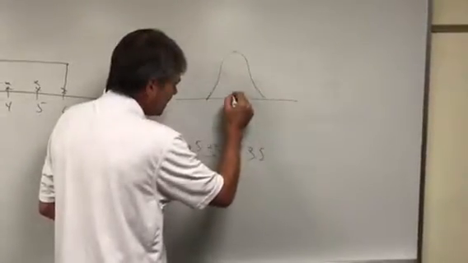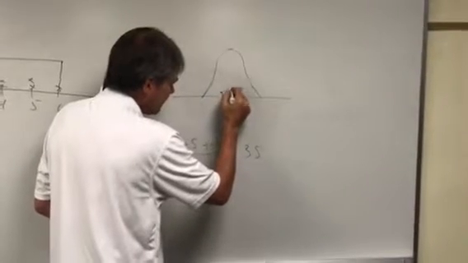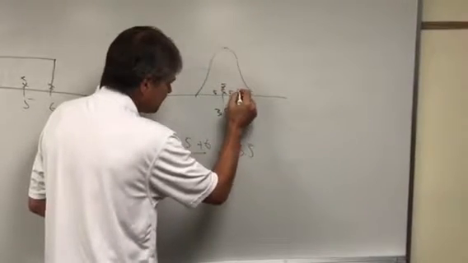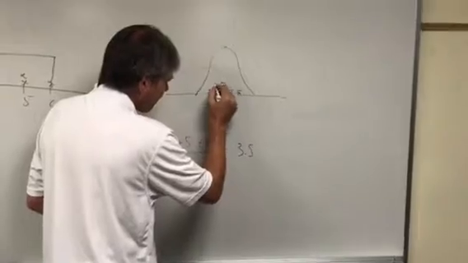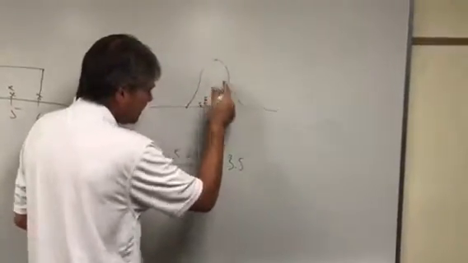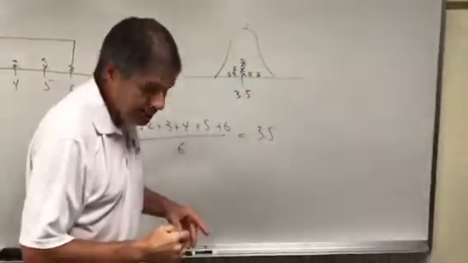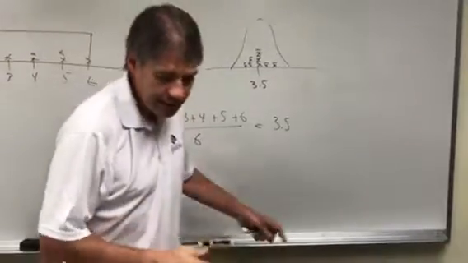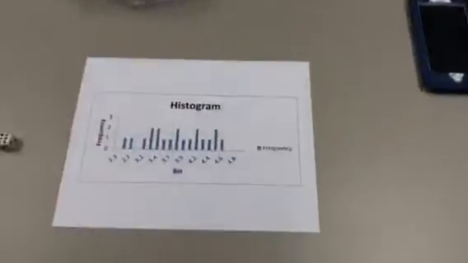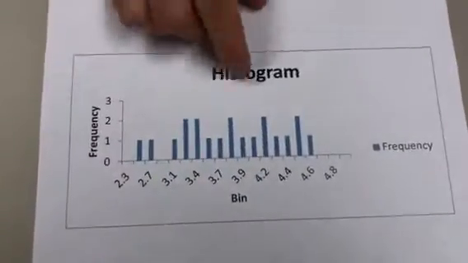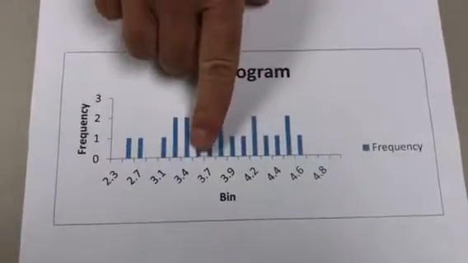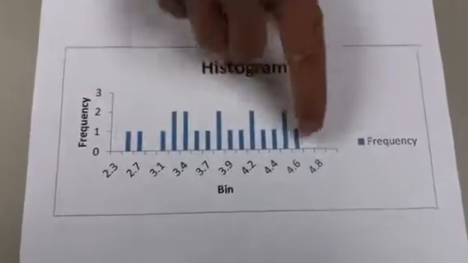And as I plot the individual x bars, eventually I'll make a normal curve. And then I can work with that. And if you look at this, this is what I did on this. I plotted the averages. And again, you can see here's my 3.5, and it's starting to make that normal curve.